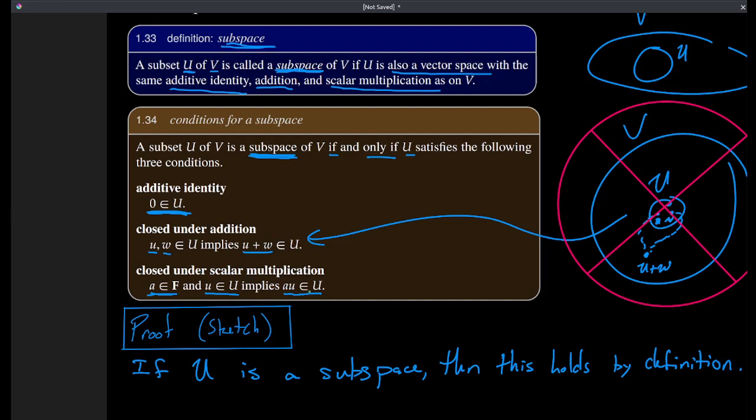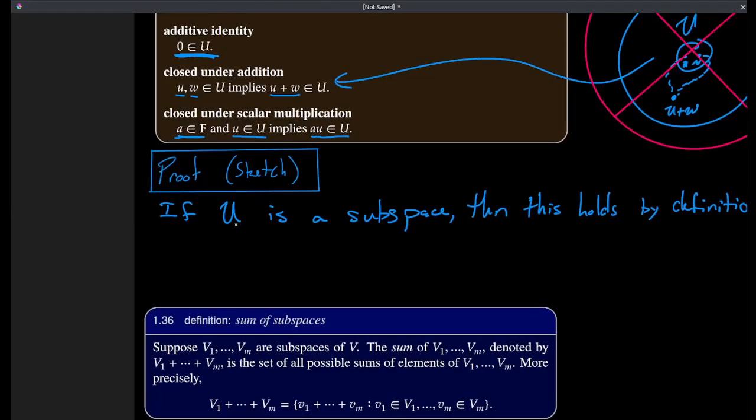Finally, same thing with scalar multiplication. If it's a subspace, then scalar multiplication is a map from the field and the subset to the subset, or the subspace in this case, since we're assuming it's a subspace. So closure under scalar multiplication is a necessary condition of it being a subspace. All right.